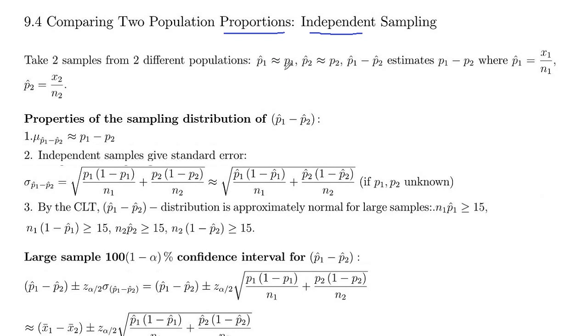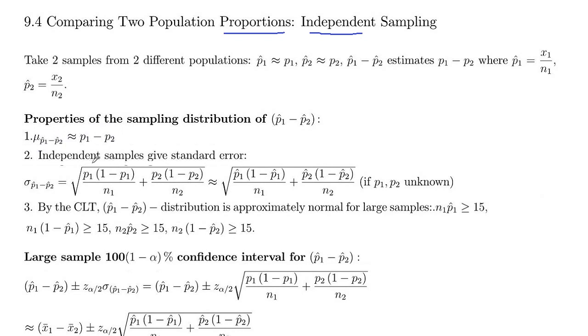P1 hat, the sample proportion, is approximately equal to the population proportion P1. P2 hat approximates P2, and then P1 hat minus P2 hat estimates the difference in population proportions, P1 minus P2, where your P1 hat is success out of total, and P2 hat again is success out of total for the second population. Properties of that sampling distribution of P1 hat minus P2 hat is that the mean of that distribution is approximately equal to the difference of population proportions.